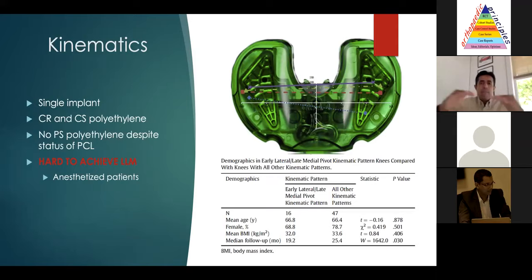So it's more congruent. And that's how you get your constraint built into that. So what he found was that it's very hard to achieve the early lateral, late medial pivoting, so LLM type of pivoting. And this is an anesthetized patient, so God knows what happens when they get up and walk. And these are the differences he found.